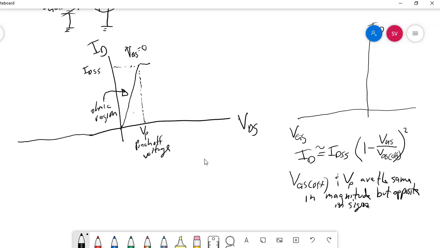Now from this point, you can't get any more 0 than 0. So we're going to end up with constant maximum drain current. So right here is called the constant current region.